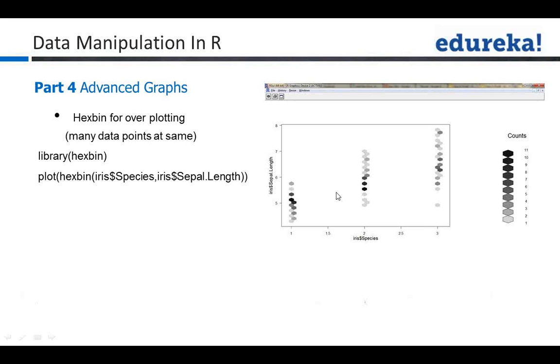So by one shot, by looking at the shade, you can see what are the highest numbers, where are the concentrations, right? You have the legend on the right, count. If you have a very high intensity, it means a high count. Let's say the blackest point in your first species comes to something a little over 5. So you can see that the maximum number of flowers of that species have a sepal length of around 5 plus something. So it gives you a sense of the distribution along with the binning. That is hexbin.